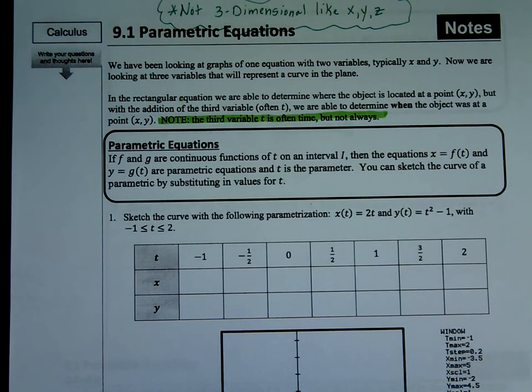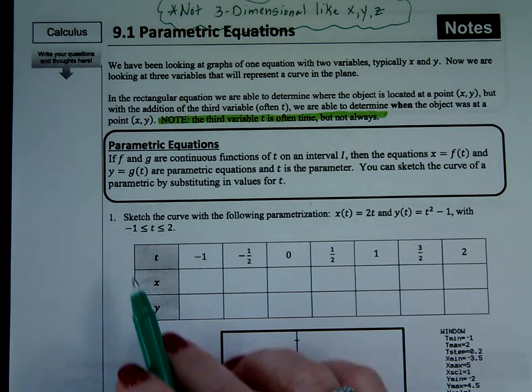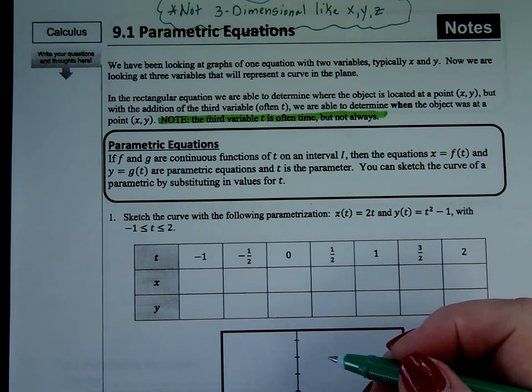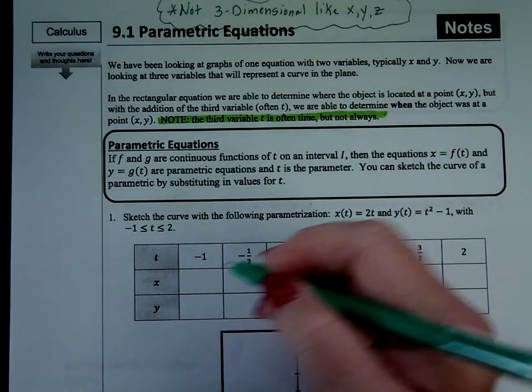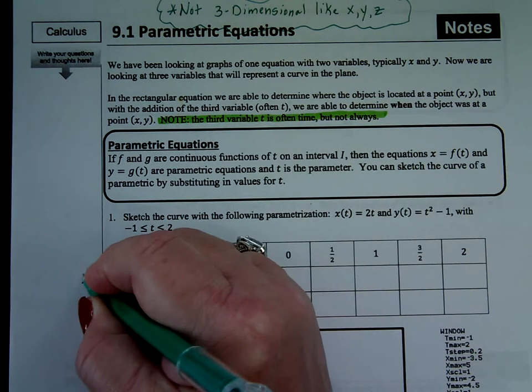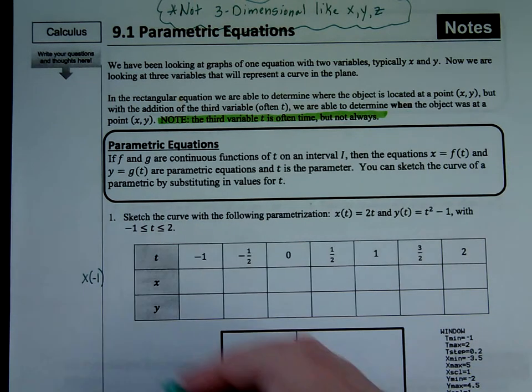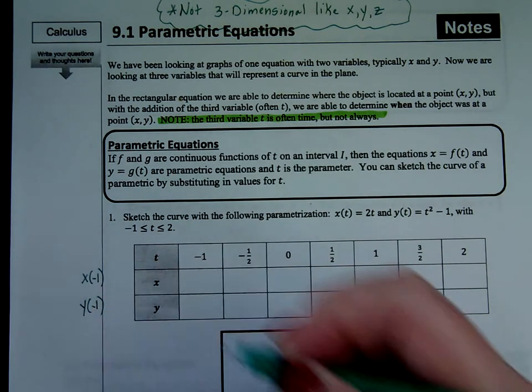So here's how it works. Sketch the curve with the following parameterization, where x of t is 2t and y of t is t squared minus 1, going between -1 and 2 for t. So all you're doing is you're going to take your x equation, find x of -1, and find y of -1. And so you plug it in.